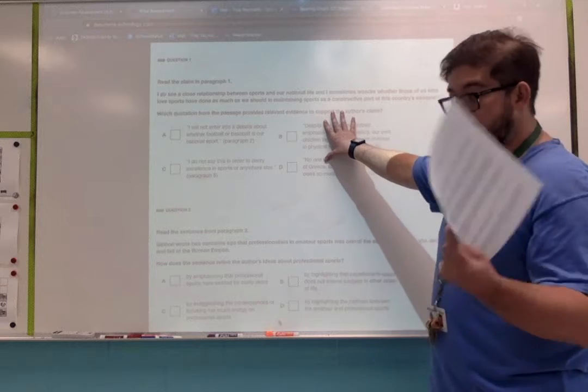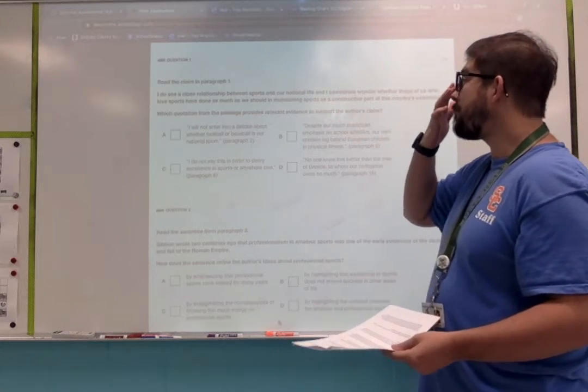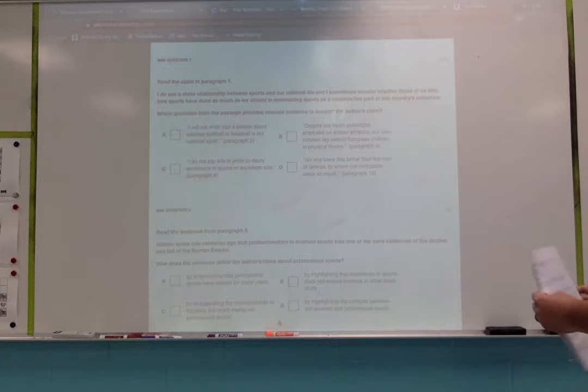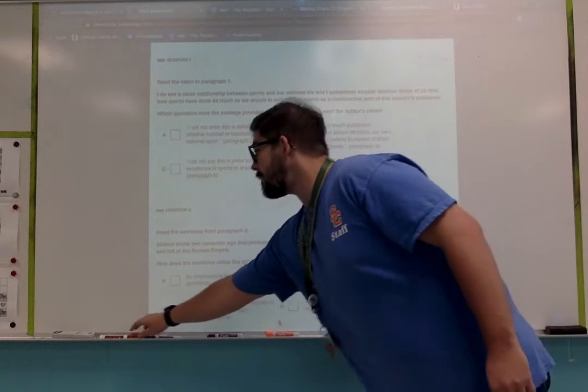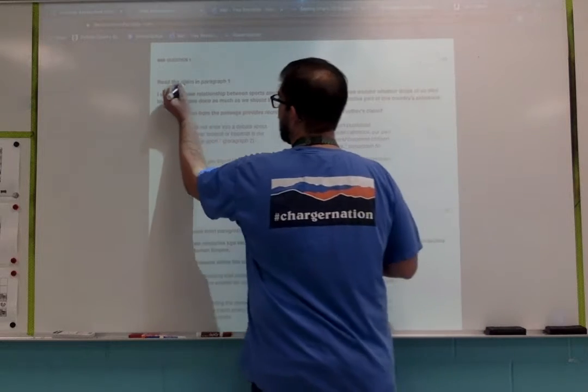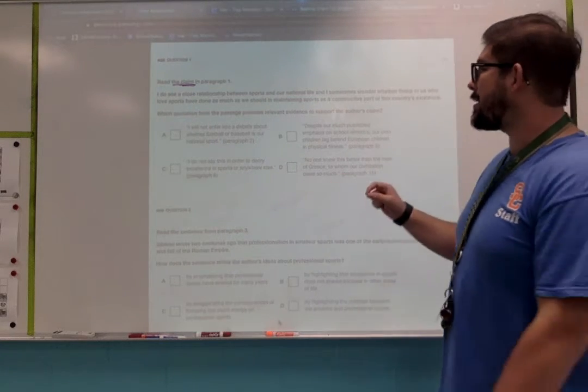But let's go ahead. You should have already read the passage. Let's go ahead and get to the questions themselves. Question 1 reads, read the claim in paragraph 1. So we have to keep in mind now that there is a claim that we have to make sure we know. Read the claim. And what is the claim in this sentence?